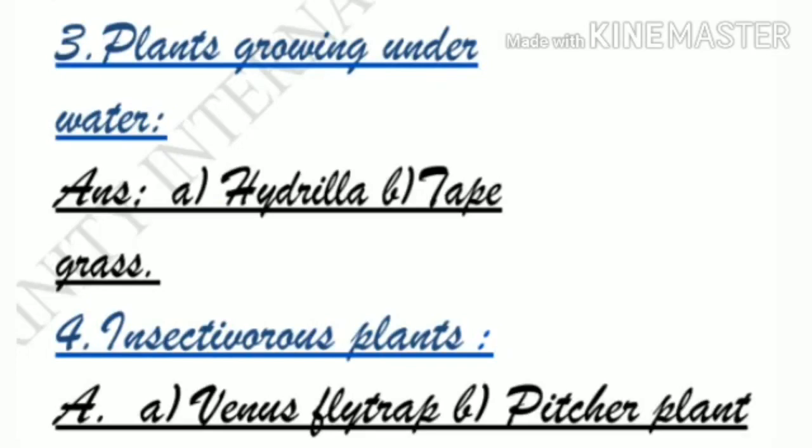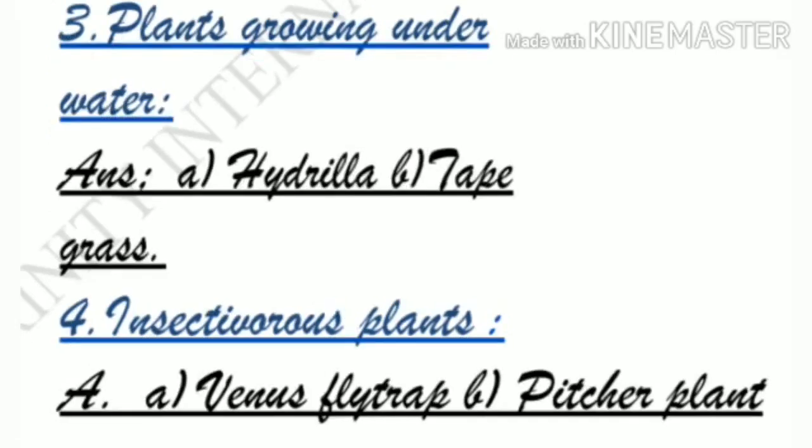3. Plants growing under water. Example: hydrilla, tape grass. Plants growing under water. Example: hydrilla, tape grass.